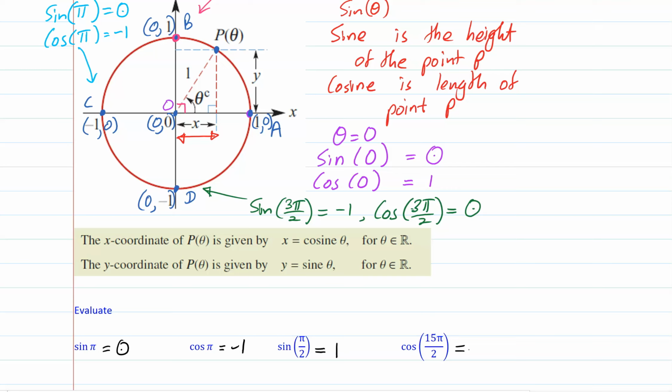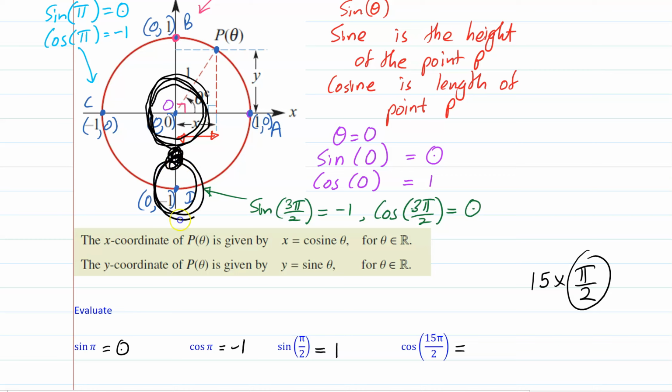15 pi on 2. You're going to go 15 pi on 2s, which means you are going to go through 1, 2, 3, 4, 5, 6, 7, 8, 9, 10, 11, 12, 13, 14, 15 here. You are at point D. So I've done a bit of a scribble, pretty bad. I'm going to undo that.